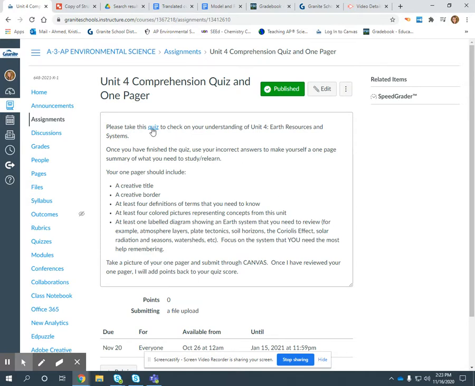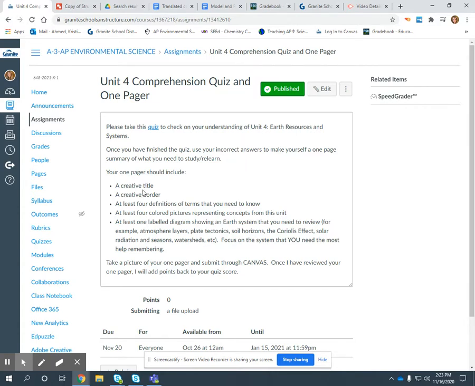So the first step is to take the quiz to check your understanding. I think there's about 18 points. So there are 3 or 4 questions per topic that we've covered so far in Unit 4, so it covers 4.1 through 4.6. All of those topics you should have already studied in the Nearpods and your notes online.